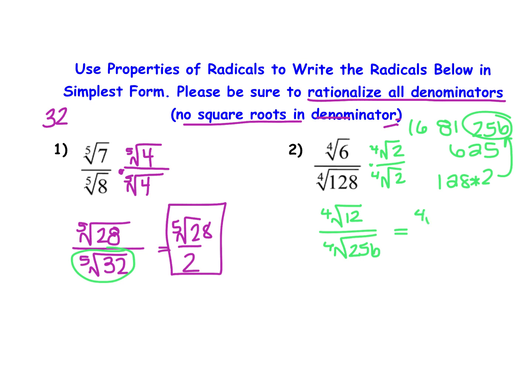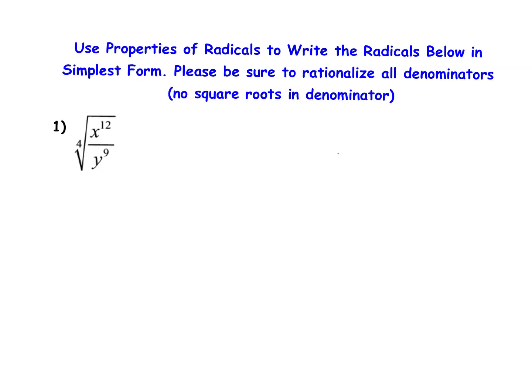So my numerator is going to stay the same because it doesn't simplify. But the fourth root of 256 would be 4, because 4 times 4 times 4 times 4 is 256. So here we're going to use our properties of radicals again, but we're going to use them on problems that contain variables, and we need to make sure that we rationalize all denominators.